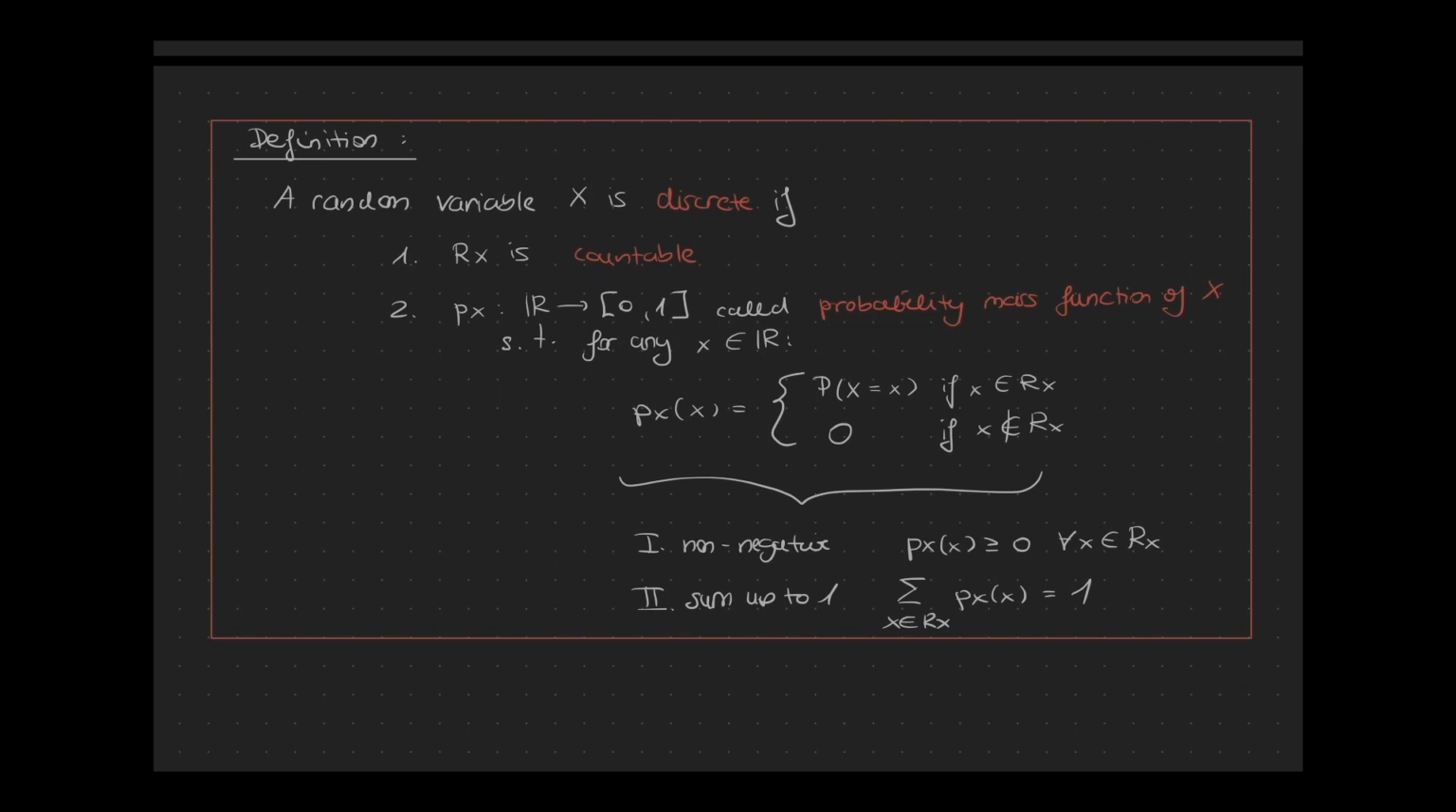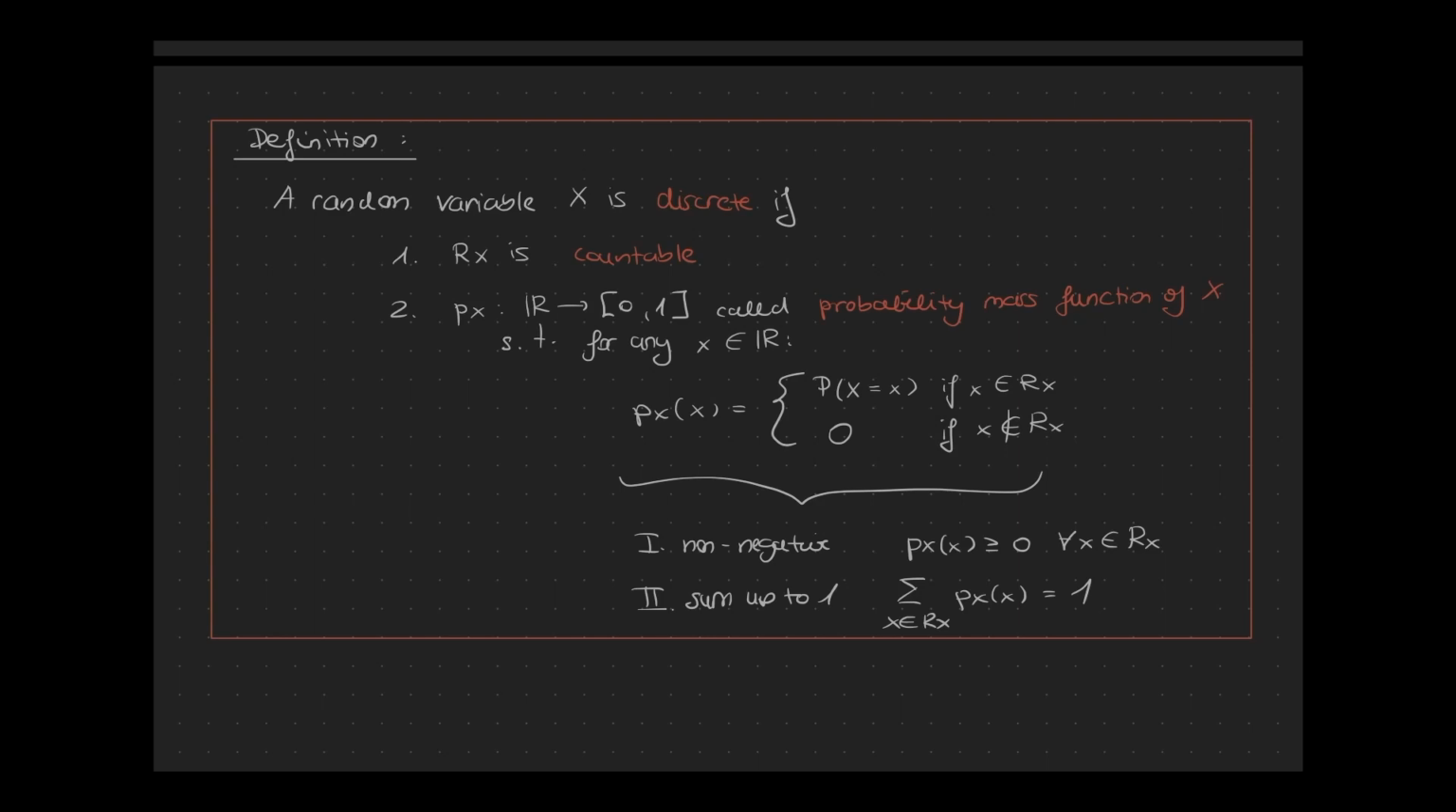So let's move on and define a discrete random variable. A random variable x is discrete if two requirements are fulfilled. The first requirement is that the support of x, Rx, is countable. It means that it has to be finite or at least in one-to-one correspondence with the natural numbers. In principle, essentially, if you can count it, then Rx is countable, like the expression already says.